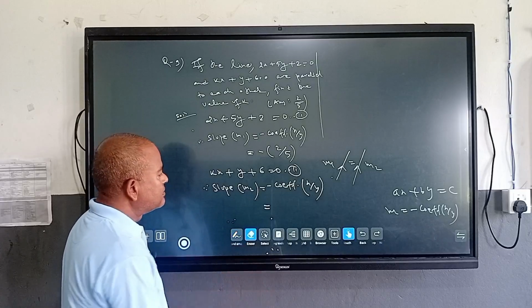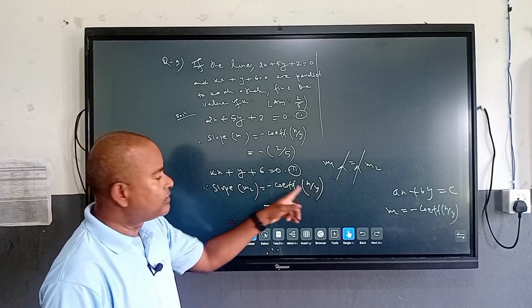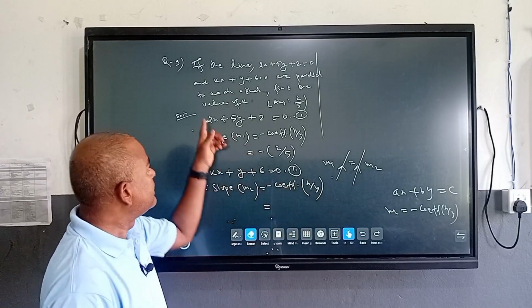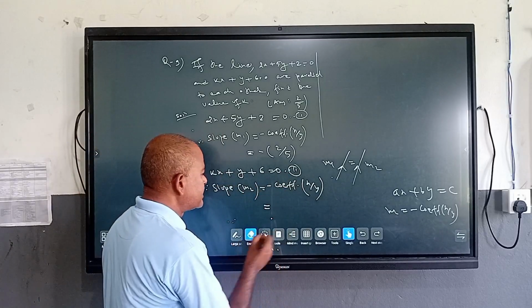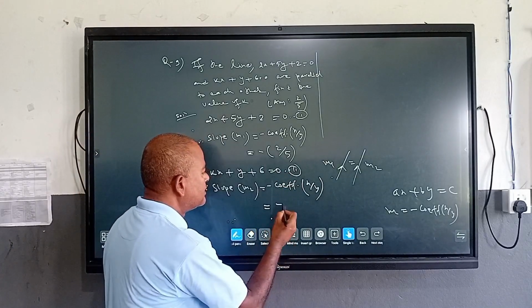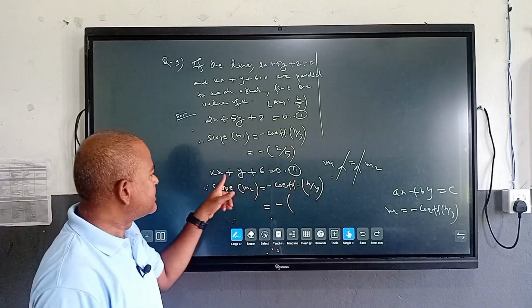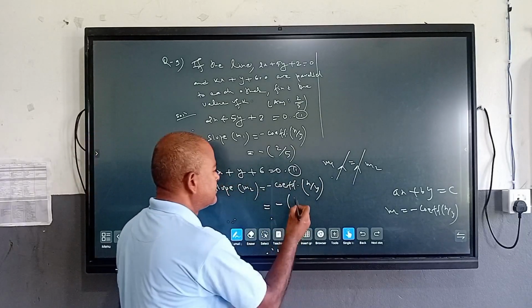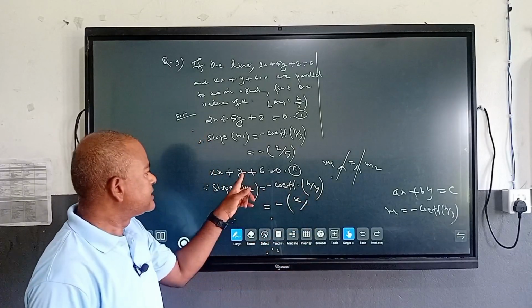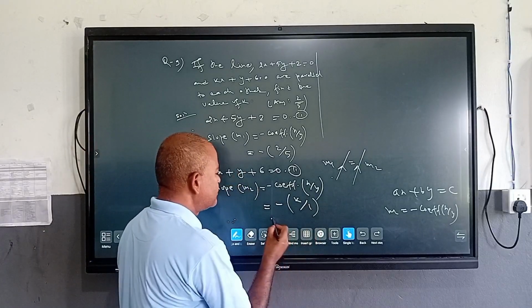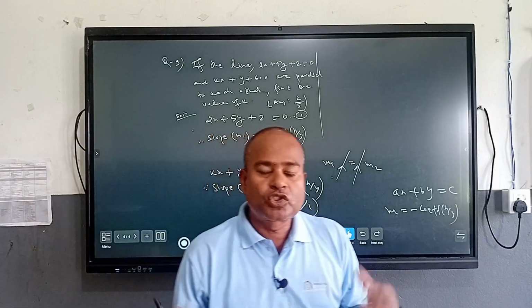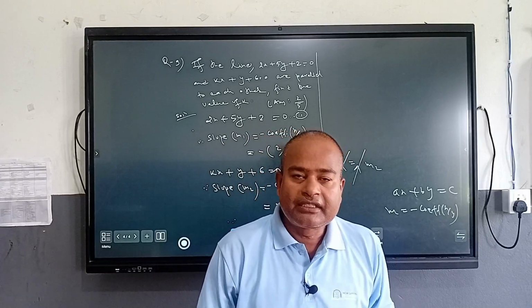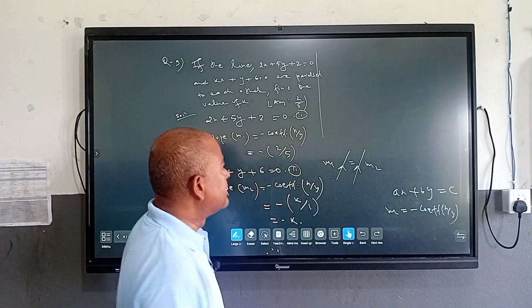So dear students, now let's put the value of coefficient of x and coefficient of y from the second equation of a straight line. Coefficient of x is k and the coefficient of y is 1. That means we can write minus k. So dear students, we have found the slope of first straight line and the slope of second straight line.